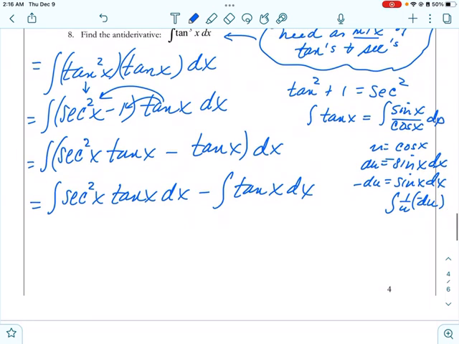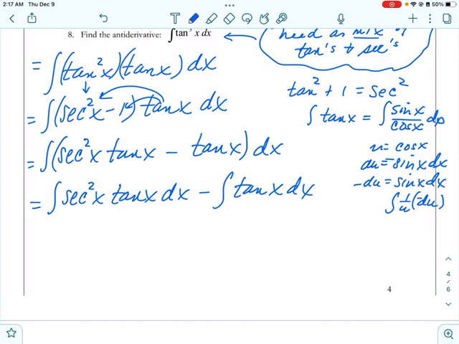If you don't memorize this, every once in a while I would just go back to using sine and cosine. But you can do either. Memorize it, or go back to sine and cosine and do a u sub.